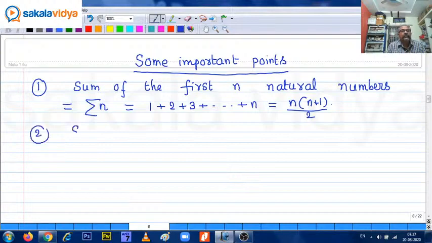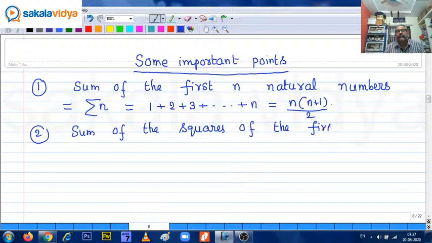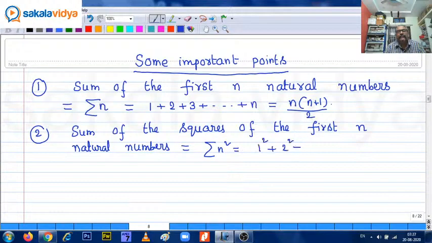Second, sum of the squares of the first n natural numbers is denoted by sigma n square, is equal to 1 square plus 2 square plus 3 square plus dash dash plus n square equal to n times n plus 1 times 2n plus 1 upon 6. Right.